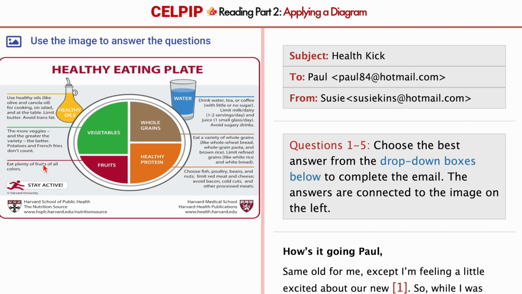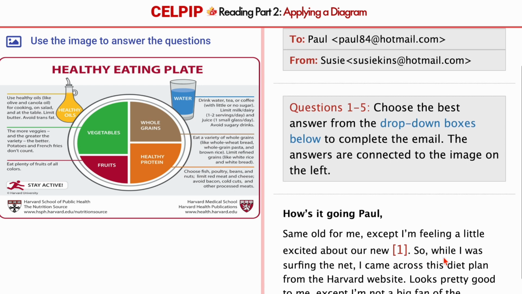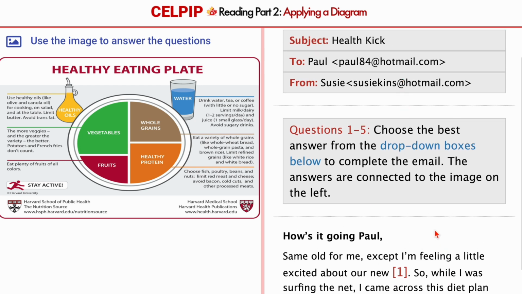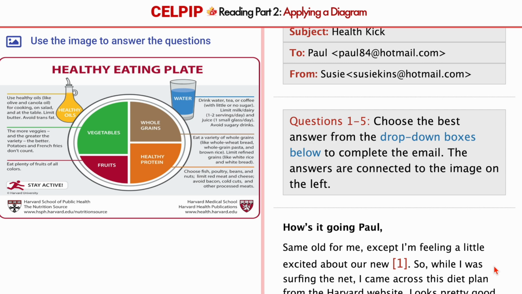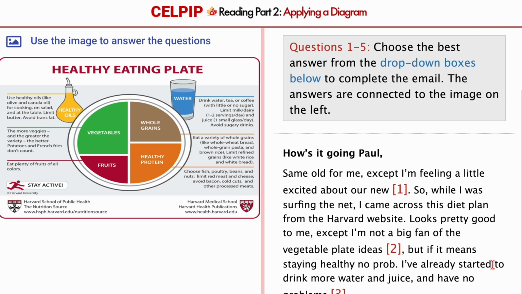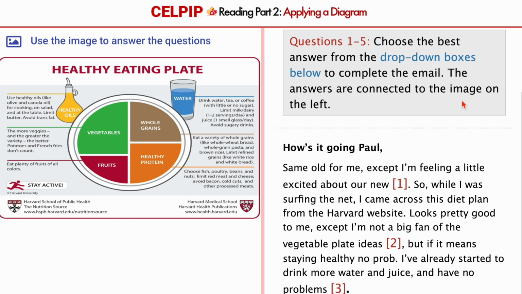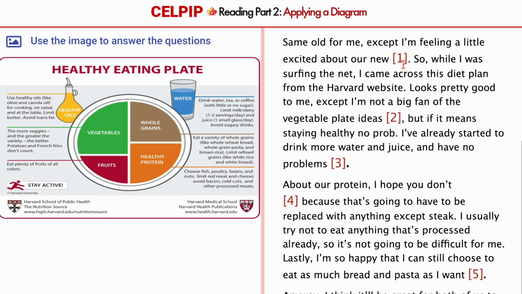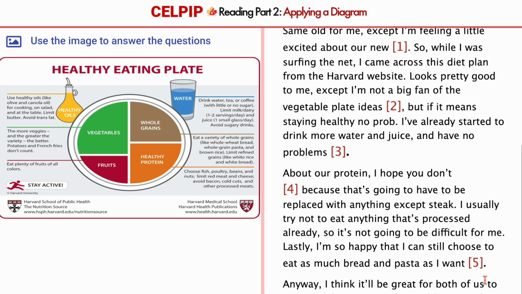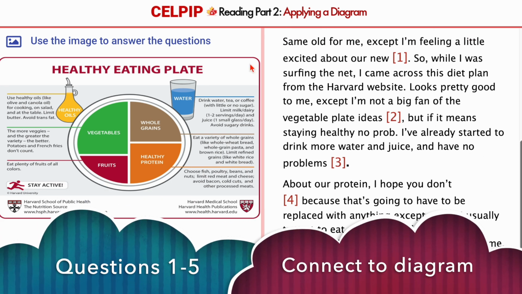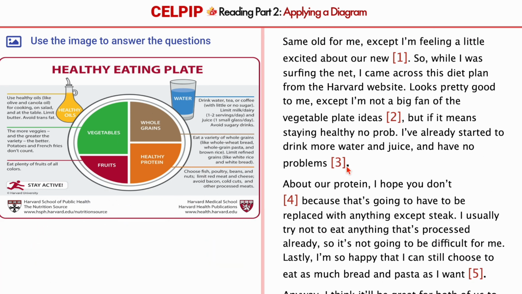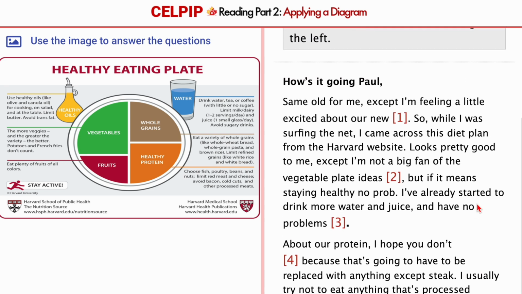So we have our diagram on the left and we have our email on the right, as it will be in the real exam. And then it says here questions 1 to 5. It says these questions usually connect to the diagram better. All right. So let's read.